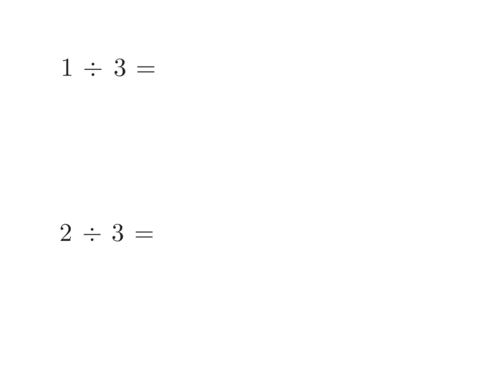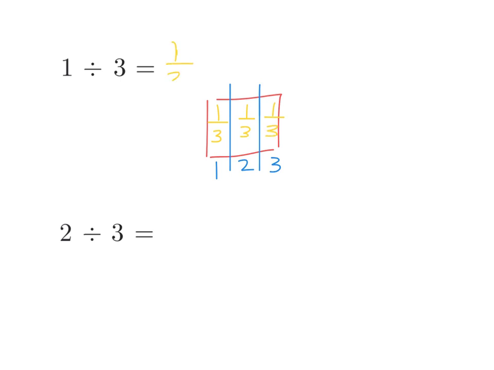Now, what's my whole? 1. How many cookies are we starting with? 1. Our whole is 1. We start with 1 cookie. I want to divide it now into how many equal-sized groups? 3. So here's group 1, here's group 2, here's group 3. We have 3 groups all together. How much cookie does each group get? 1/3. Each group gets 1/3. Therefore, 1 divided by 3 is 1/3.